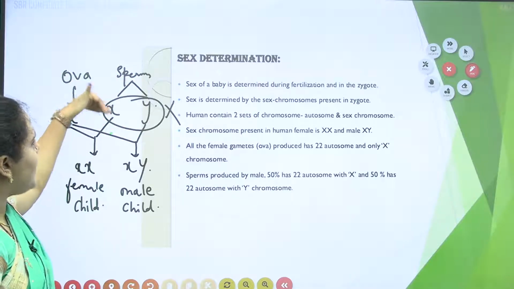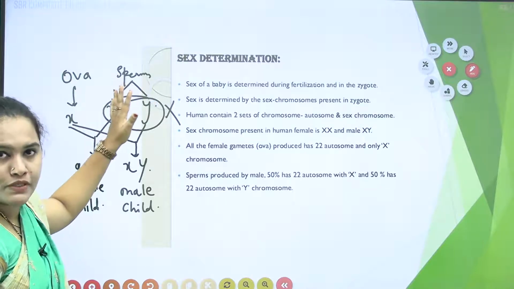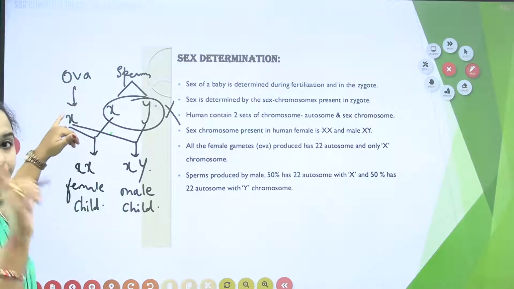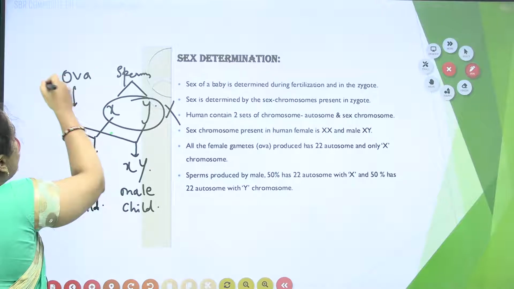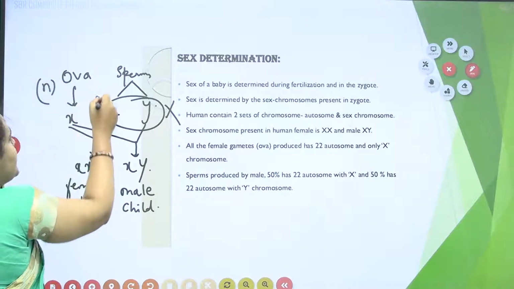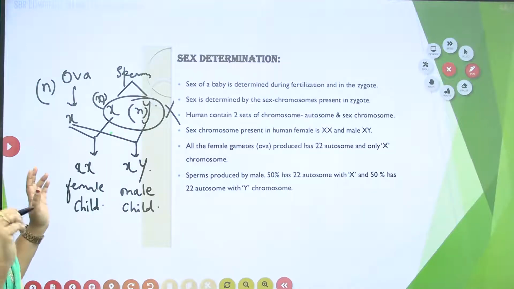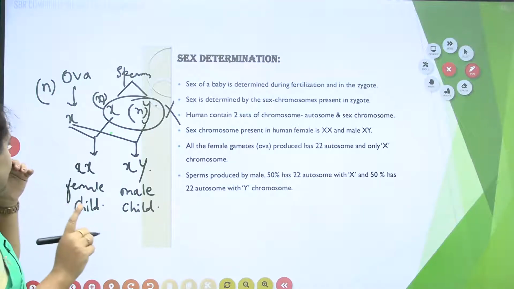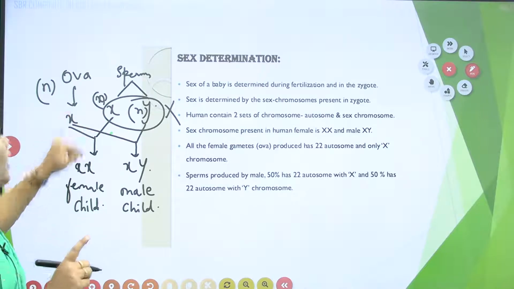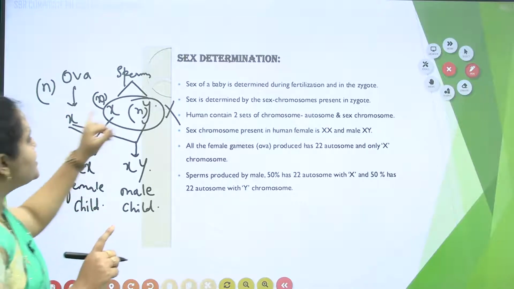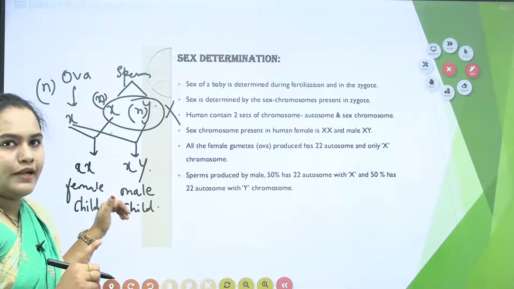50% of sperms will be carrying X chromosome, another 50% will be carrying the Y chromosome, whereas ova will be having only one X chromosome, only one. That is what we call haploid. Okay, haploid. Single set of chromosome, haploid. If the sperm with the X chromosome unites with the ova, then it will be a female child. Sperm with the Y chromosome unites with the ova, it will be a male child.